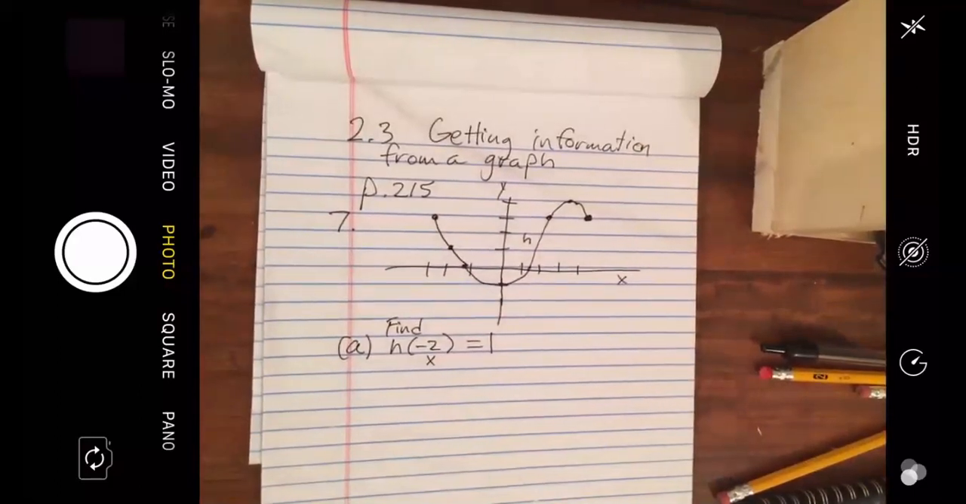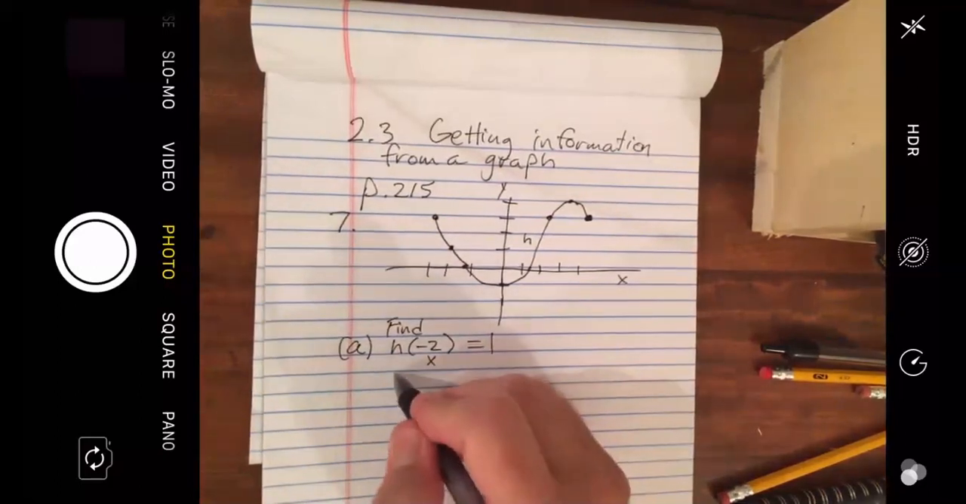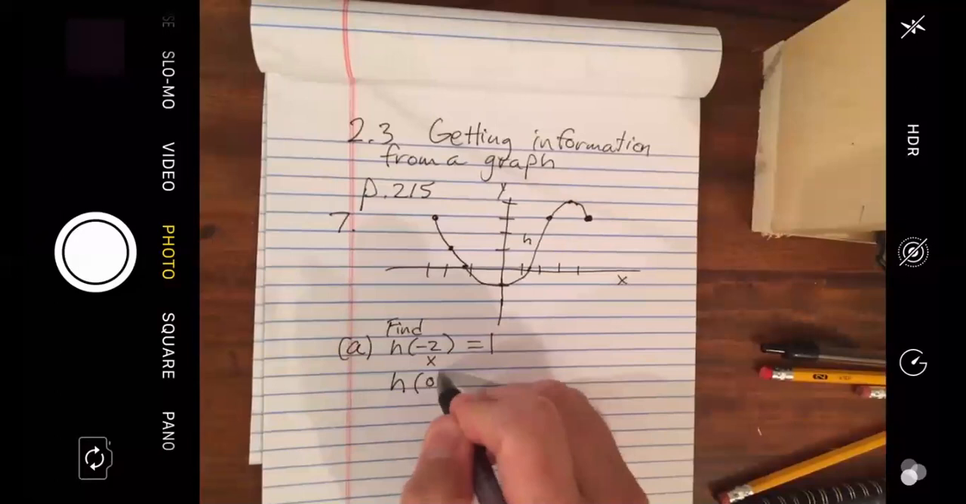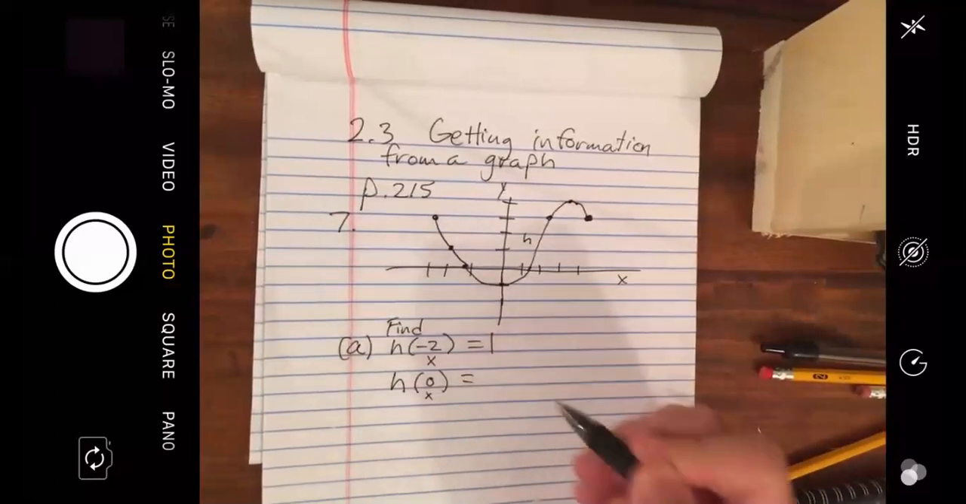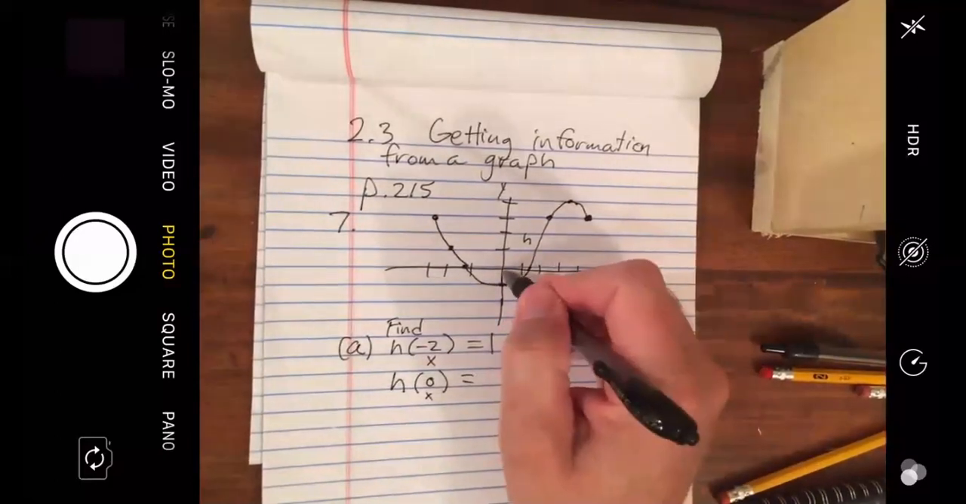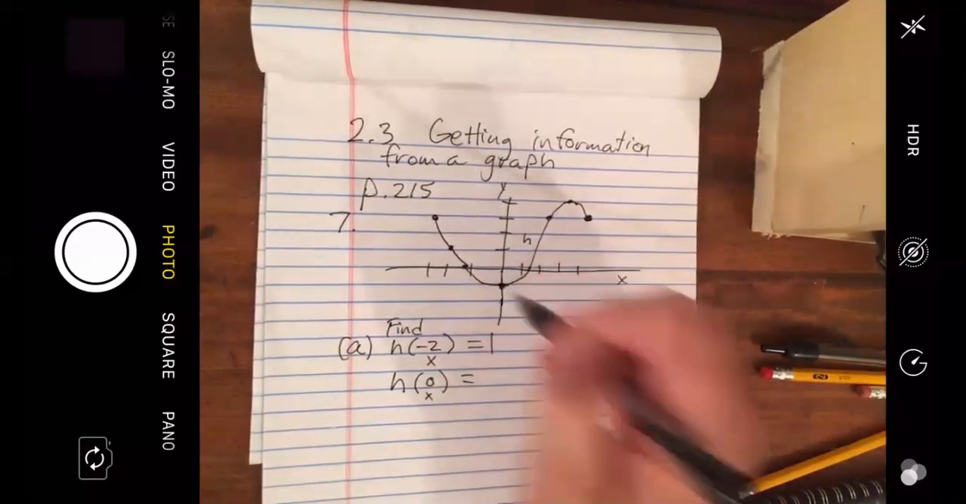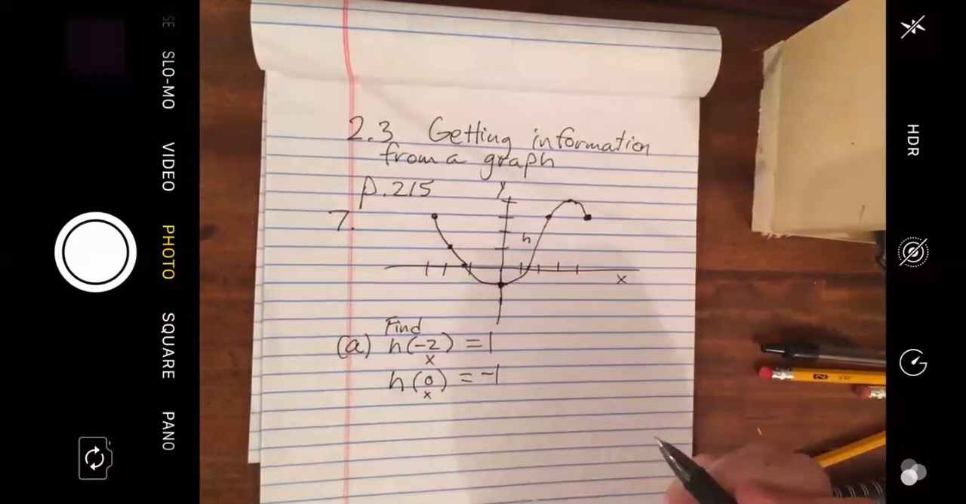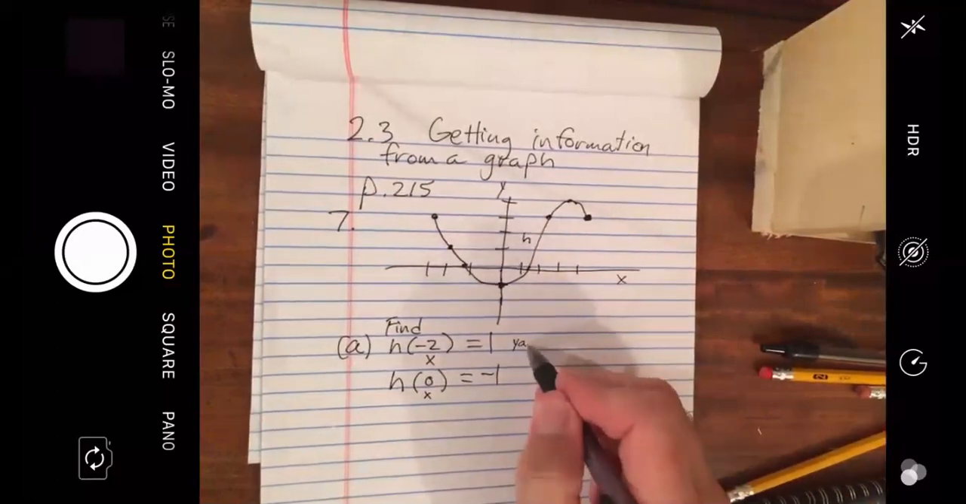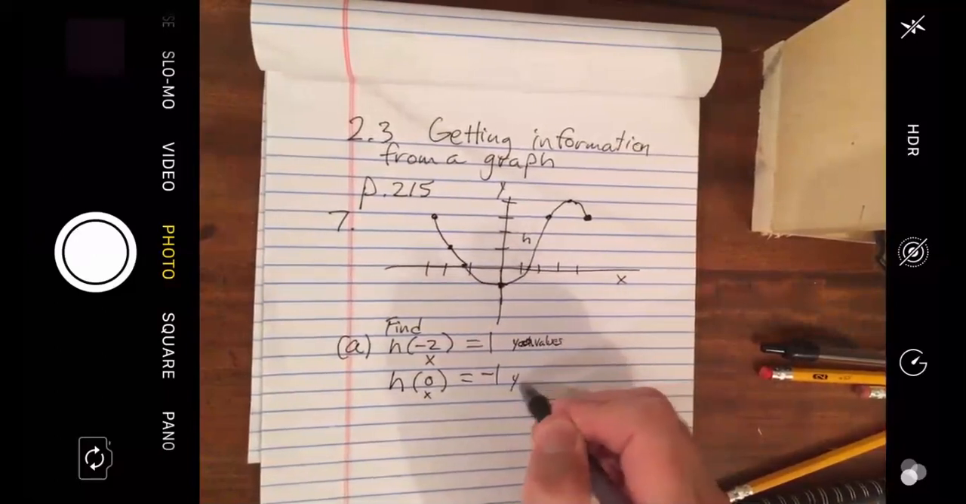Anybody have a question about that? No questions. Okay. So there's 3 others. h of 0, again, that's an x value. So x is 0 is the y-axis, and the place to go is right there. That would be -1. These are y values.